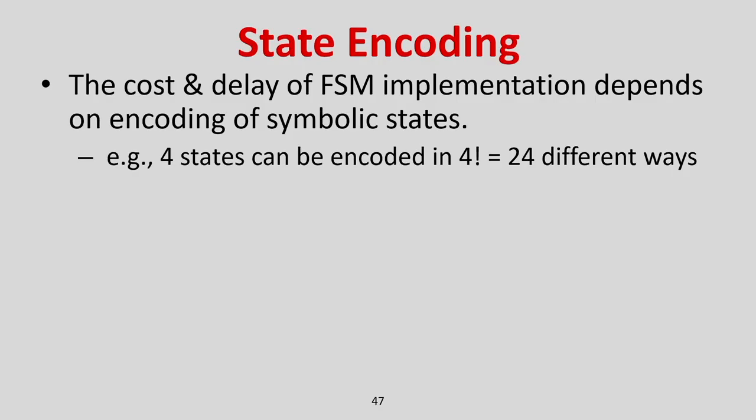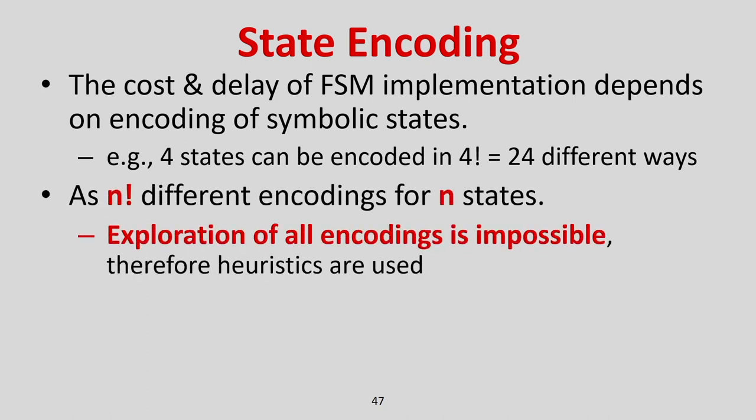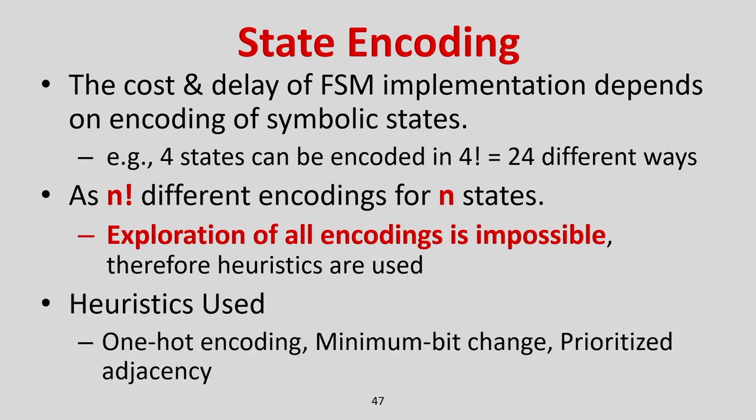The cost and delay of an FSM, as we have already stated, depend upon the encoding and symbolic states. For 4 states it is 4 factorial. As there are n factorial different encodings for n states, exploration of all encodings is impossible. Therefore, heuristics are used. What are the heuristics? One hot encoding, minimum bit change, and another very interesting heuristic is parity adjacency.